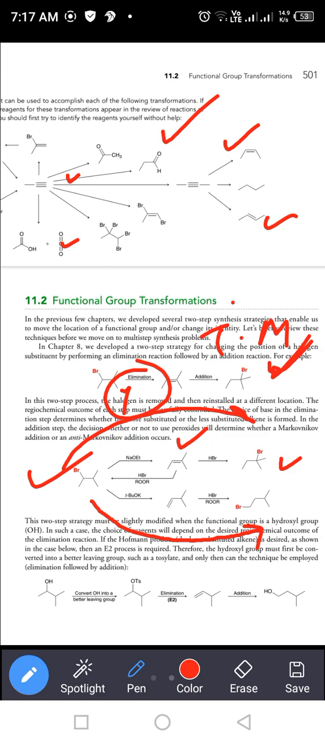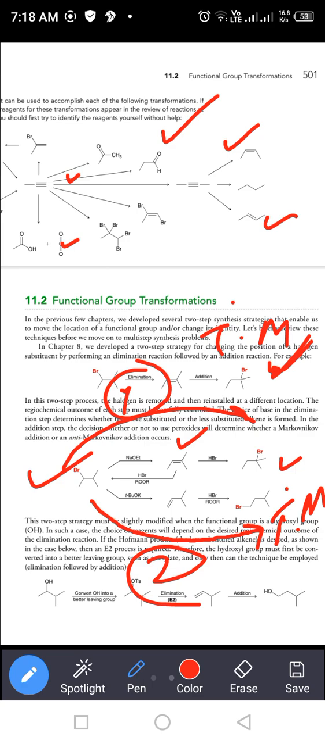Yes, we follow this strategy if this target molecule is given. If the question asks that this is our target molecule, then we can follow this route. If the target molecule is this, then we will follow route number 2.